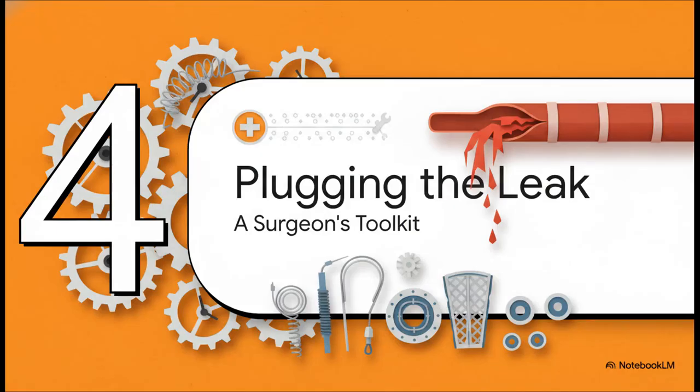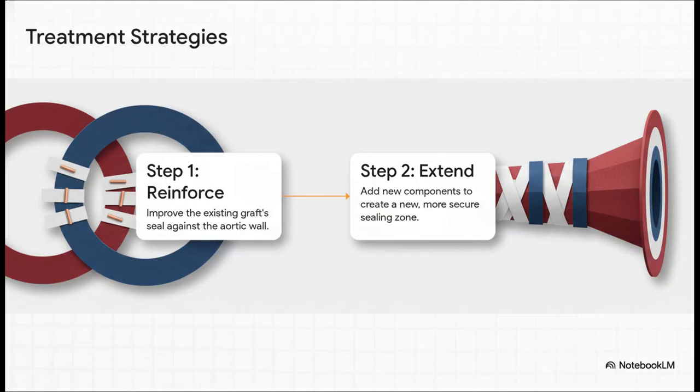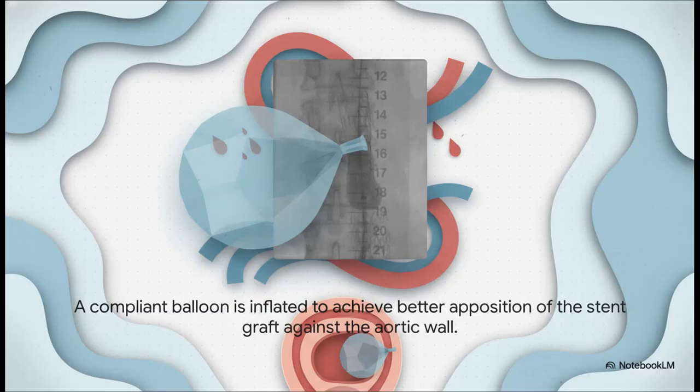So once a dangerous type 1 leak is found, that clock is ticking. But here's the good news. Surgeons have an incredible and growing array of tools to plug that leak and make sure the aorta is secure again. And we can really group all these solutions into 2 main strategies. The first idea is to reinforce the original seal, basically to make that existing connection stronger. The second, which is a bit more involved, is to extend the repair, to actually build a whole new sealing zone higher up.